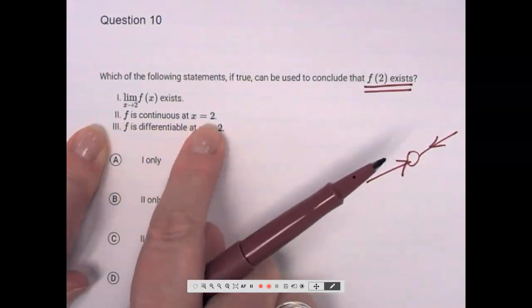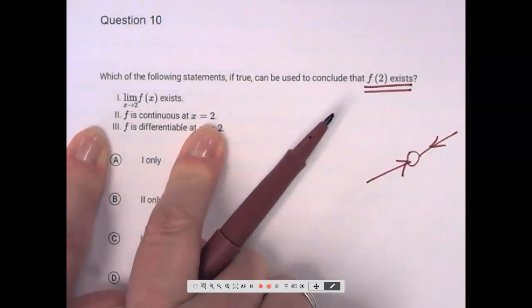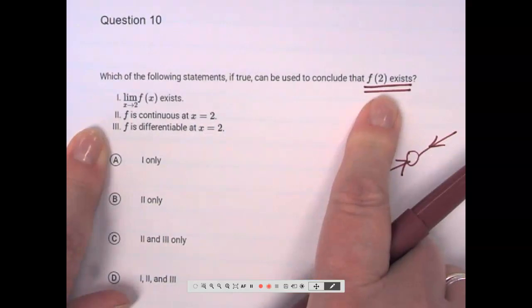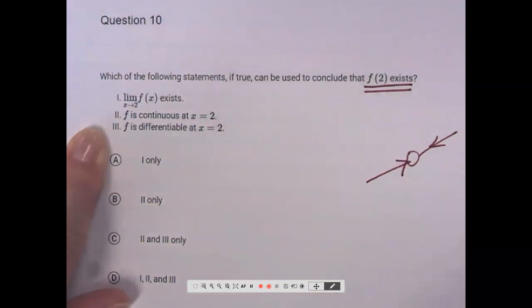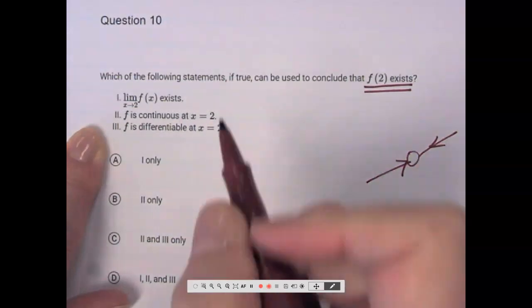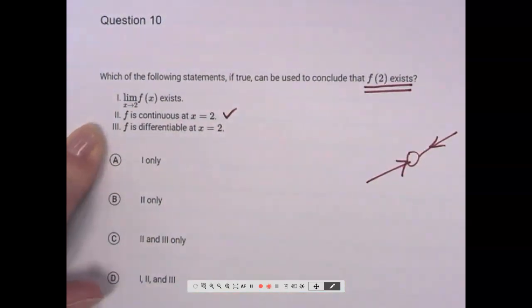F is continuous at x equals 2. Does that mean I have a point at 2? Yes. Remember, continuous means you can draw it without picking up your pencil. So if I can draw it through 2 without picking up my pencil, there's an ordered pair there. So this one is yes.